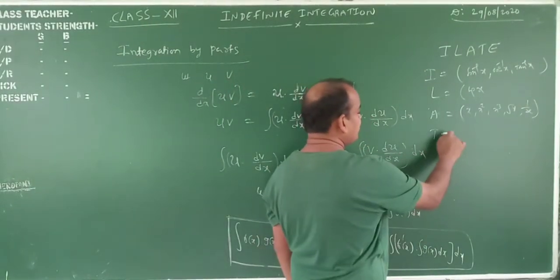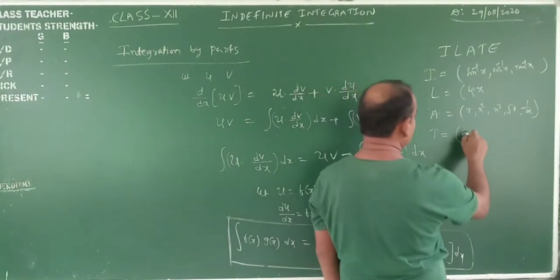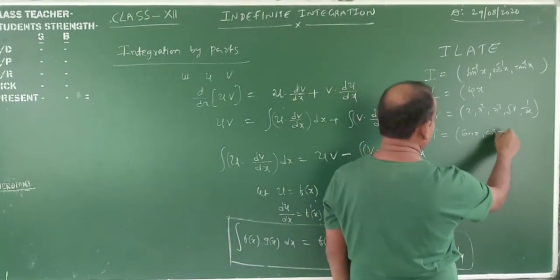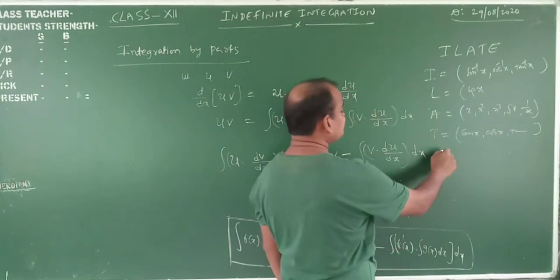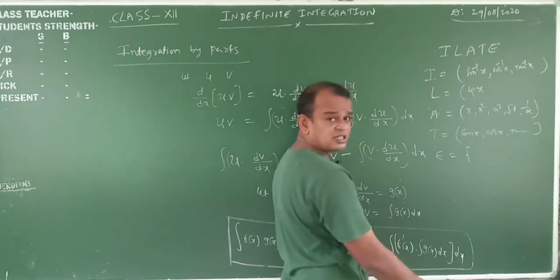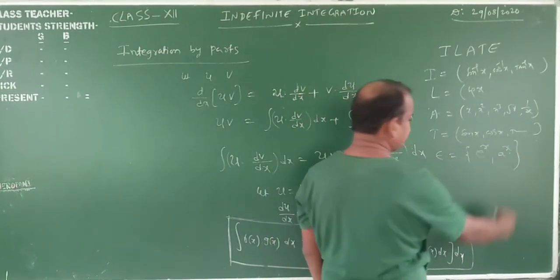Next T. T stands for the trigonometric functions, meaning sin x, cos x, tan x, and so on. Okay. Now E means exponential functions. What are the exponential functions? e power x, a power x, this type.